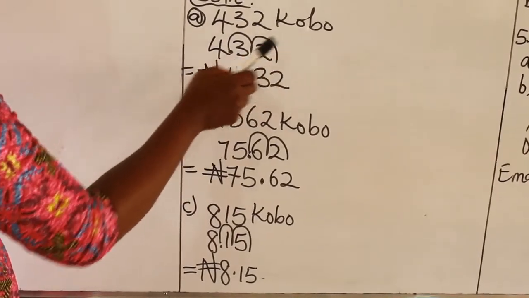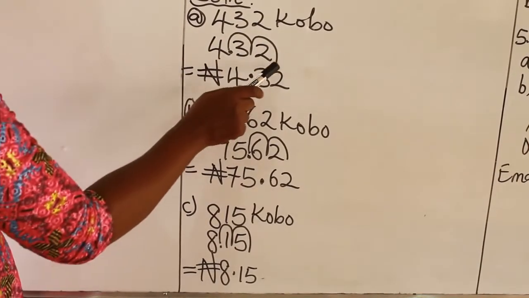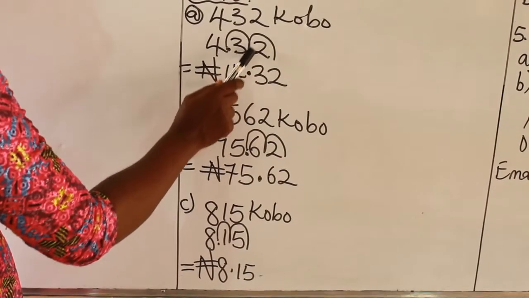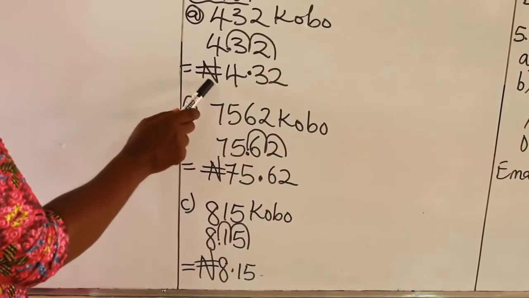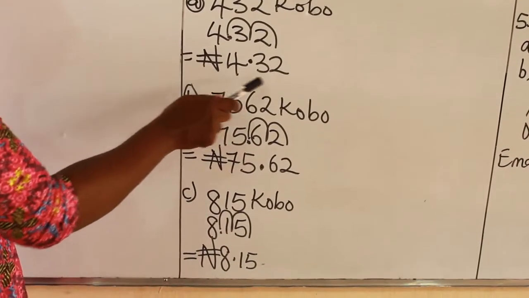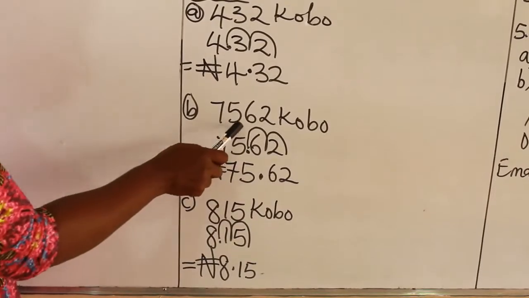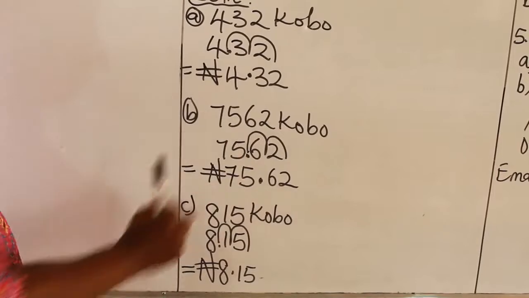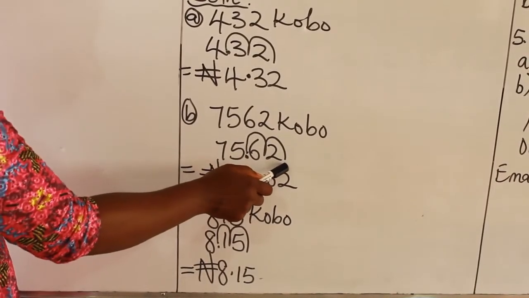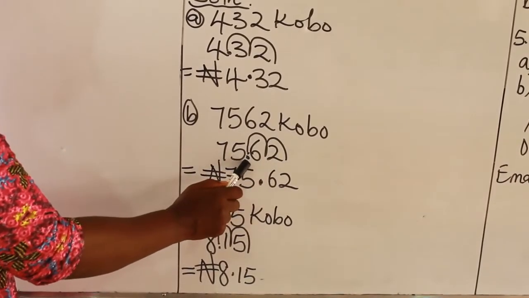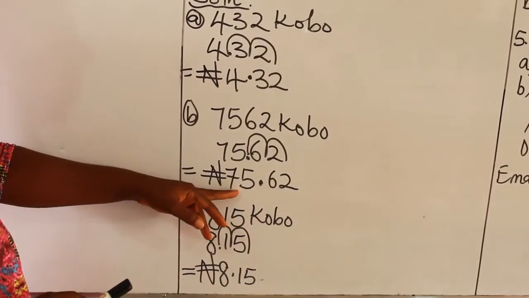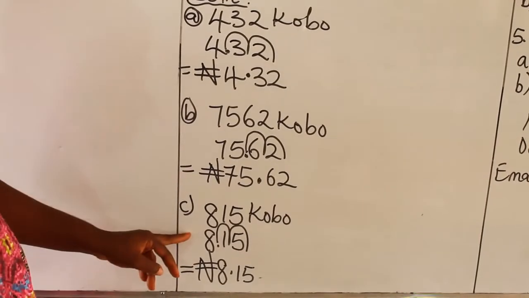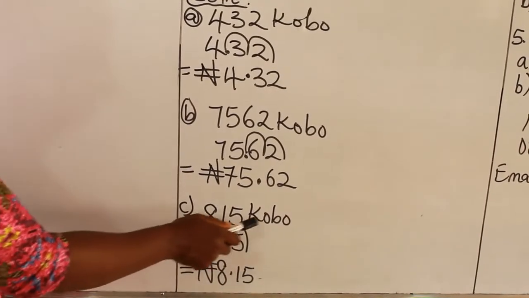432 kobo. Change to naira. What did I say you should do? Count 2 decimal places from here. 1, 2. You fix your point. And it changes to what? 4 naira 32 kobo. The same thing we did here. 7,562 kobo. You count your 2 decimal places. 1, 2. Fix your point. And then that number becomes what? 75 naira 62 kobo. And then for the last one, you have 815 kobo.